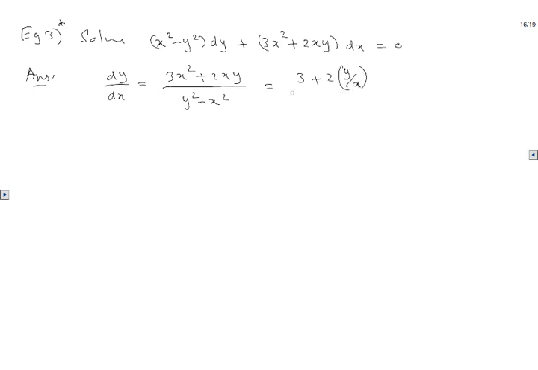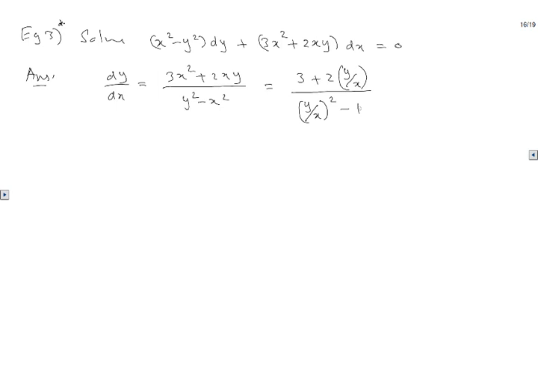I'm going to isolate that term. So we divide by x squared, that means this can be (y over x) whole thing squared. If you divide by x squared, this can be 1. So what I did, I divided the top and bottom by x squared, each term by x squared. Then you're going to get this.